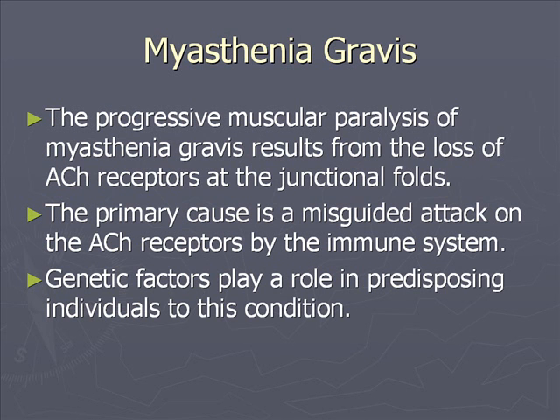Now, in myasthenia gravis, same receptor: acetylcholine binds to the receptor, allows the calcium gates to open up, calcium comes in, and causes muscles to contract. Well, in myasthenia gravis, there's no receptor. The immune system, for some reason, begins to recognize the receptors as a foreign invader and starts to attack our receptors, and then the receptors no longer can pick up acetylcholine, and the same consequences can occur.